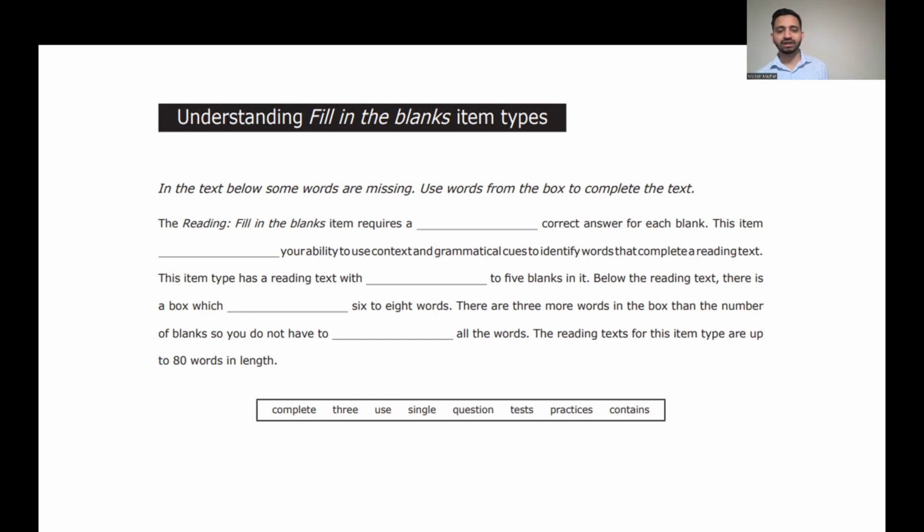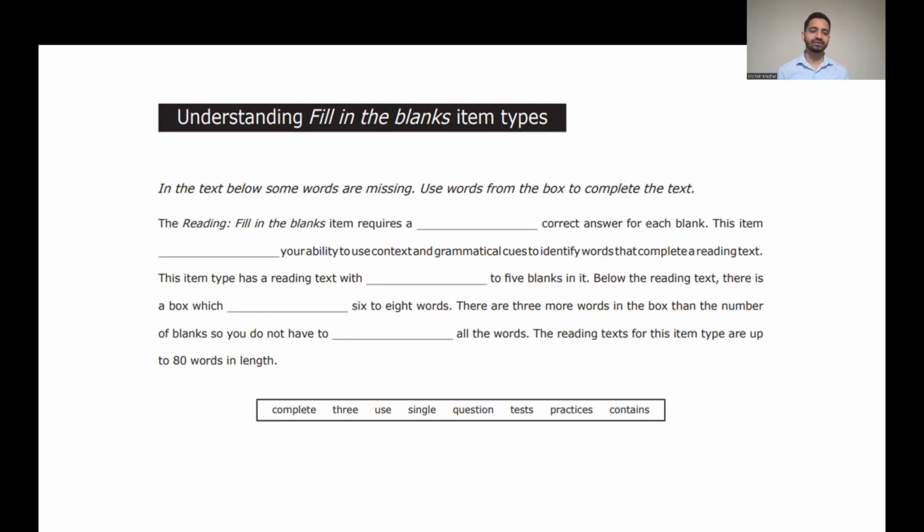And if you look at the box here at the bottom, you can see there's only one, either single. You can't really use a single. So you're looking for a number, right? 3 to 5 blanks in it. So you really have to drill down into understanding the meaning of each blank and read around the blank and understand what the meaning is. All right, moving on.